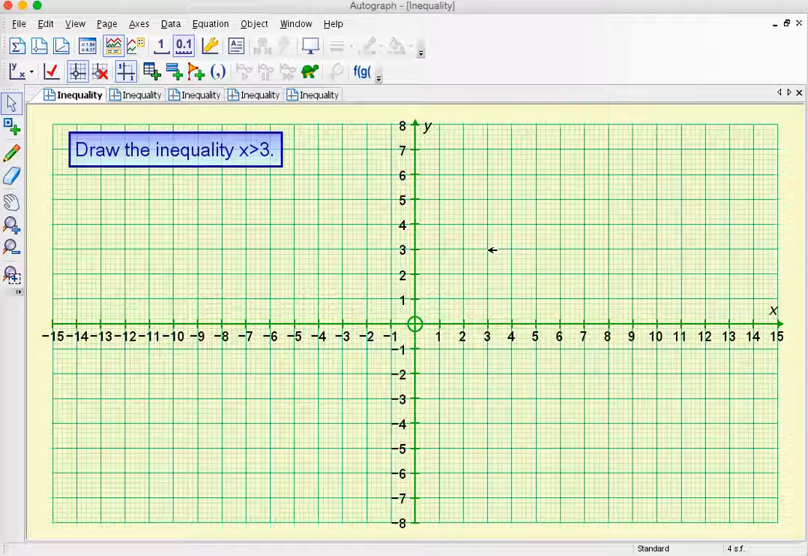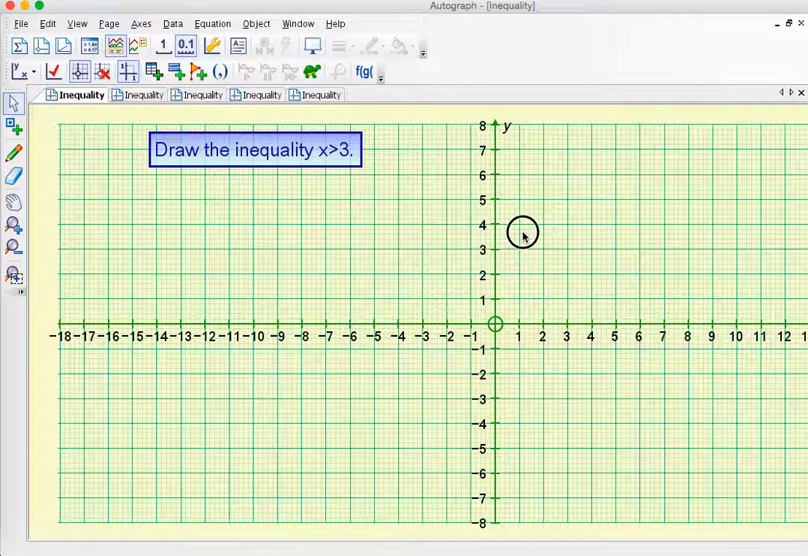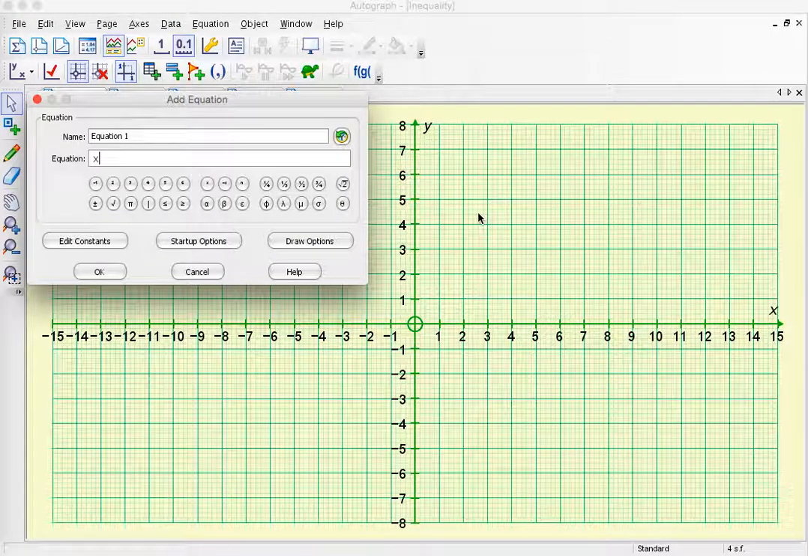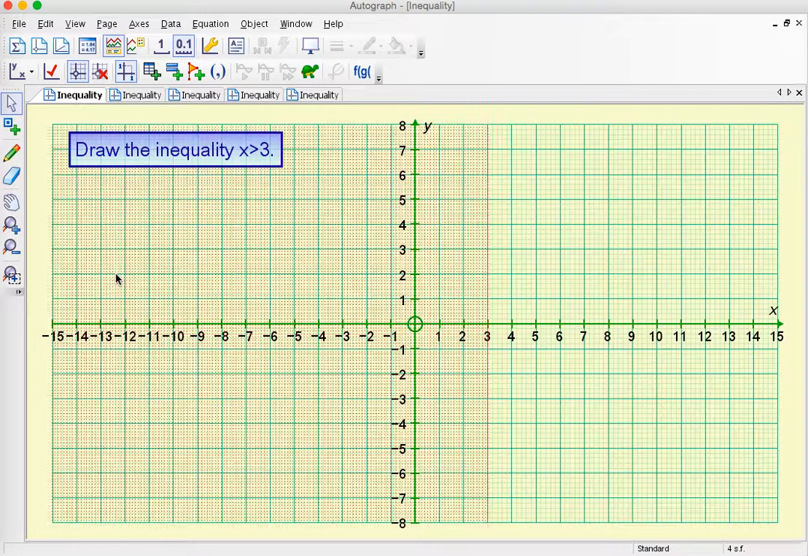So this program will do it automatically for me, so let's do it again. So x is greater than 3. It's drawn the line x equals 3, and it's a dotted line because there's no equals to, and it's shaded everything to the left because I don't want that. I want all these values. So all this is what I want. I've shaded what I don't want.